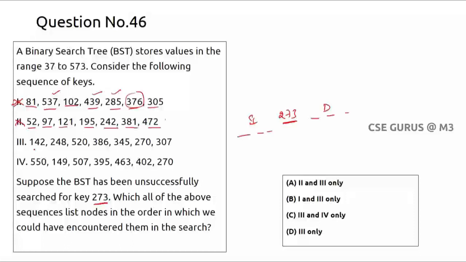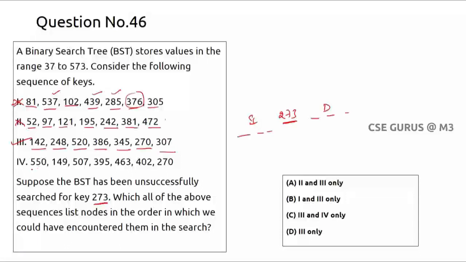We'll see this one. Less than 273: 142, 248, and one more, 270. All these three are in increasing order. What about the greater than elements? 520, 385, 386, 345, 307, decreasing. So that's why this is following the rule.